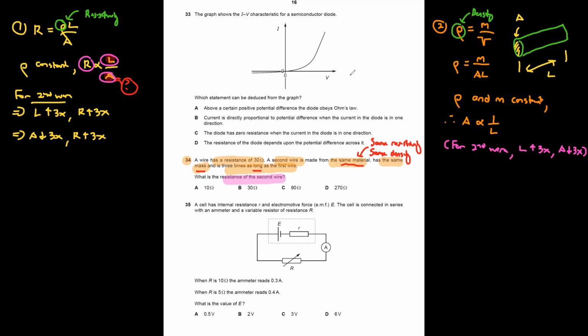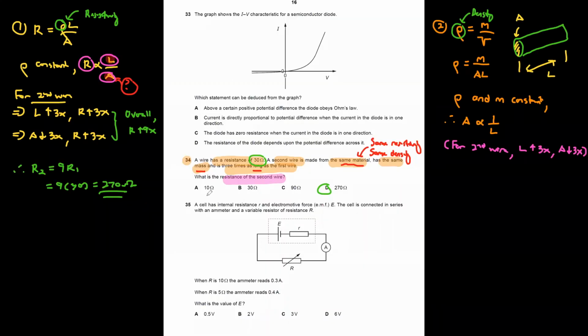So from here, what can you then say? Overall, your R would have increased by 9 times. So therefore, R2 is actually 9 times of R1, where you take 9 times the resistance R1, which is 30 ohms here, you will get 270 ohms as your final answer. The answer is D, okay? So that's for this one.